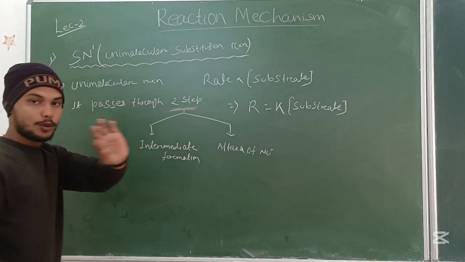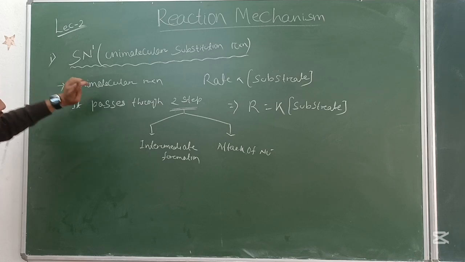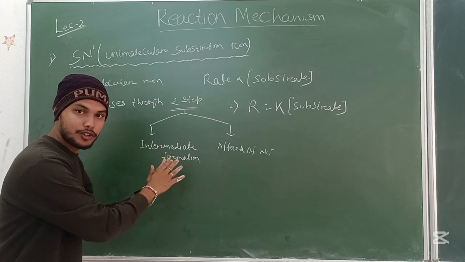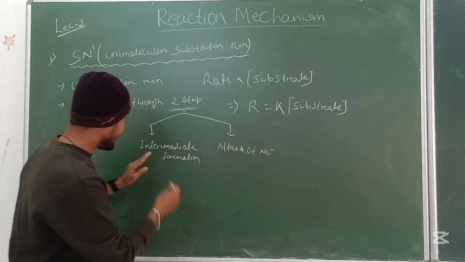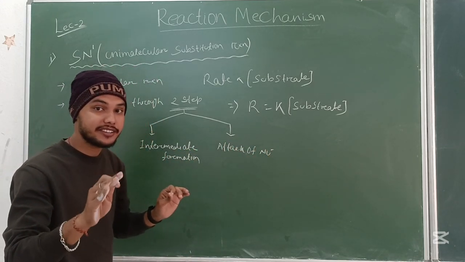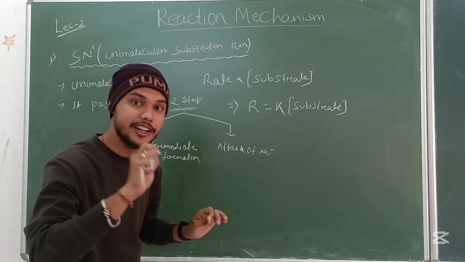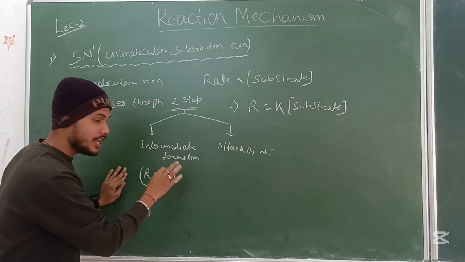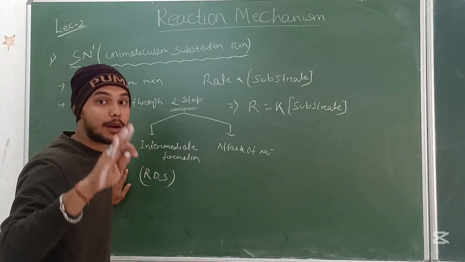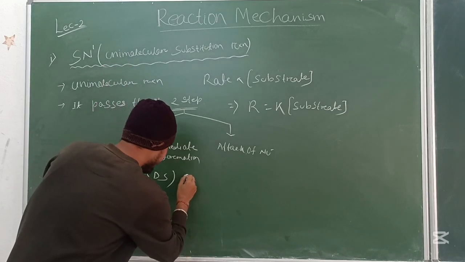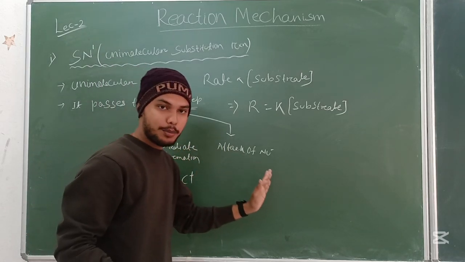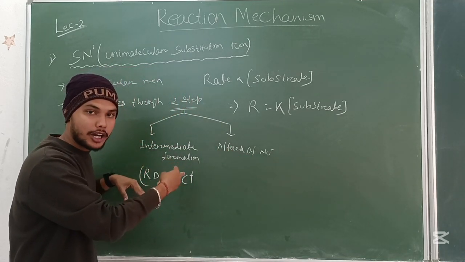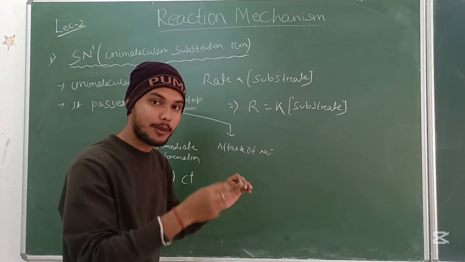Okay, then come to the second point. Though it is a unimolecular reaction, it passes through 2 steps. One is intermediate formation and the second is attack of the nucleophile. The intermediate formation is the RDS, the slow step, that is the rate determining step. In this step, mainly an intermediate forms, and that intermediate is a carbocation intermediate. And in the second step, the attack of the nucleophile, after formation of the carbocation, the nucleophile attacks the carbocation center.